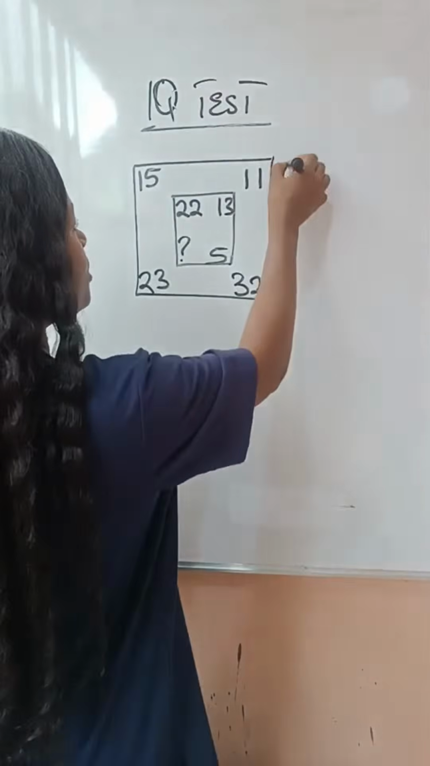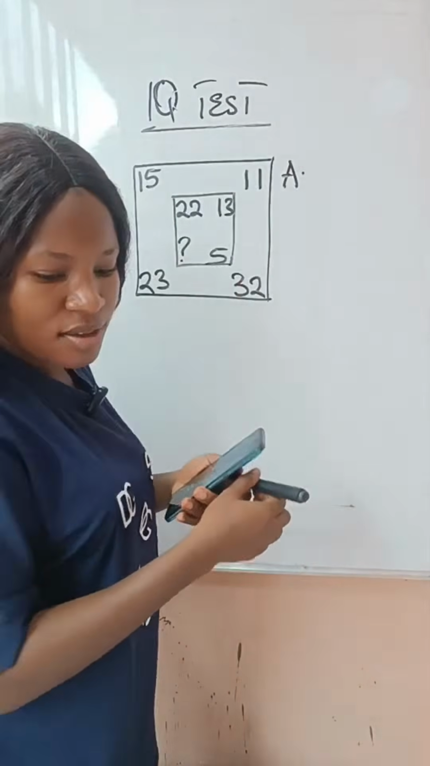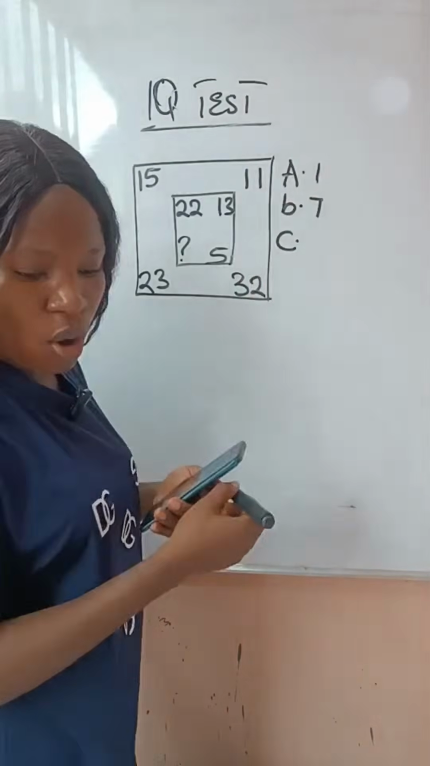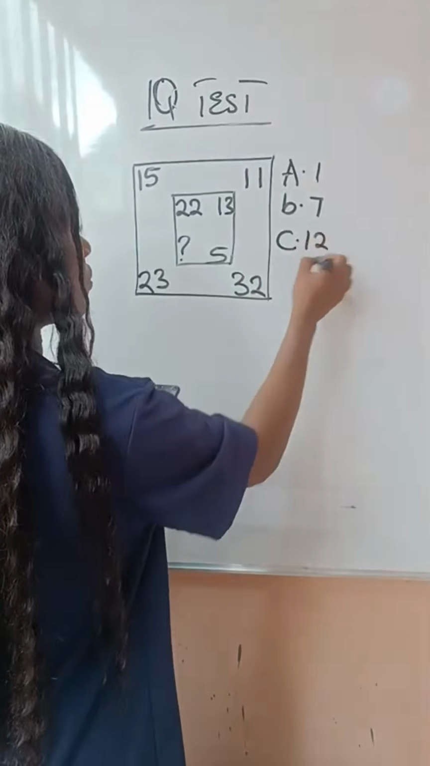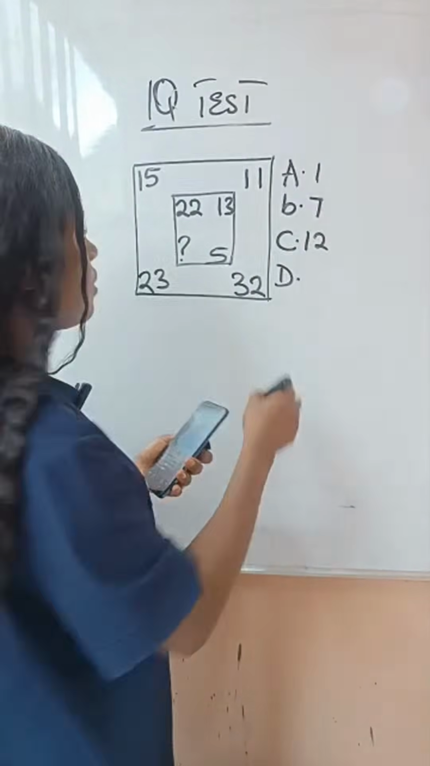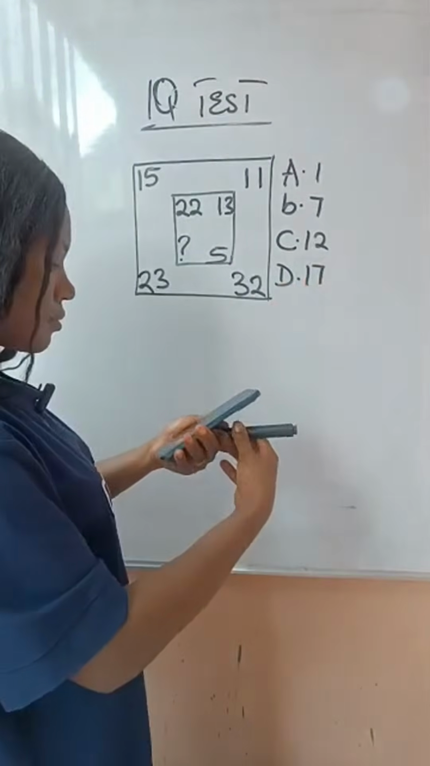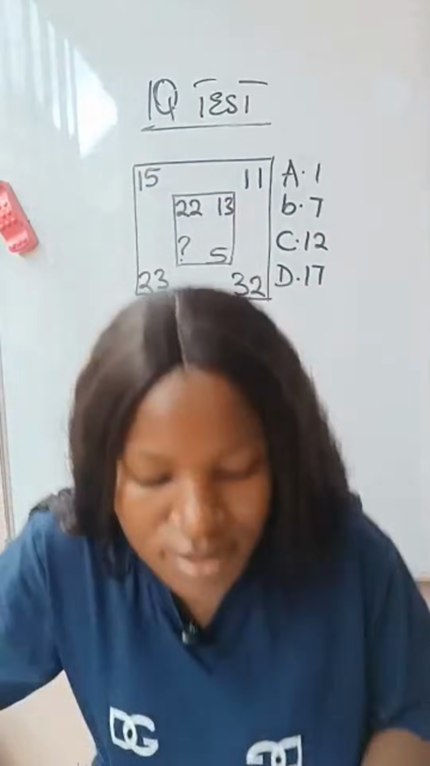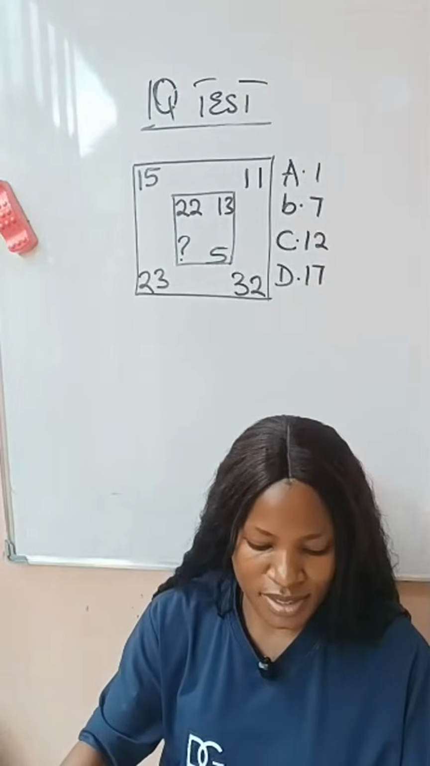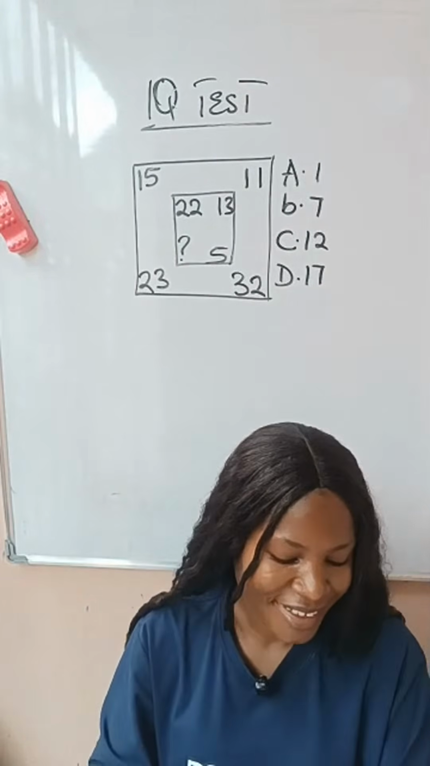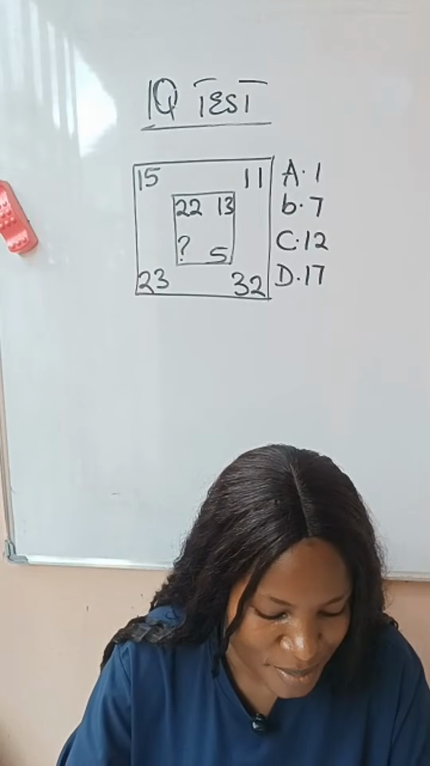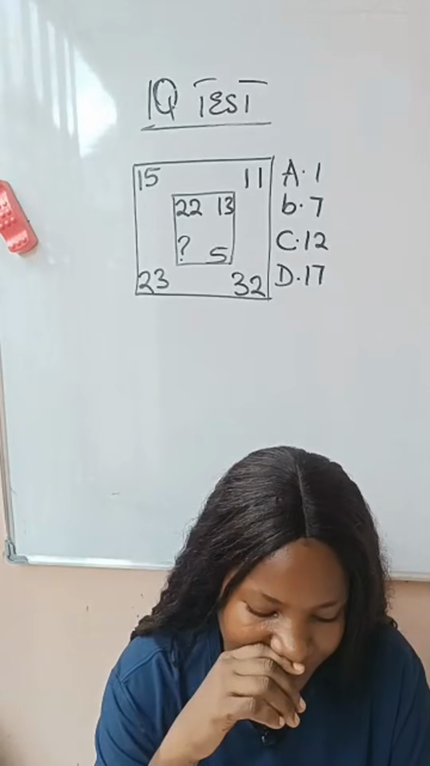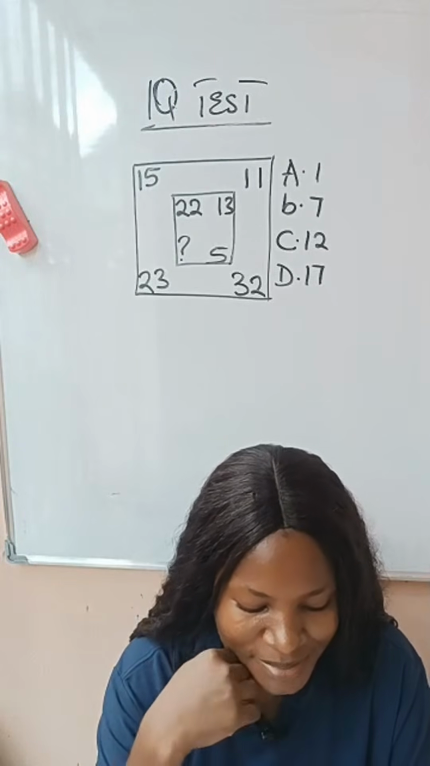Now, these are the options. Option A is 1. Option B is 7. Option C is 12. And option D is 17. So what do you think the answer is? Tell us the missing number.